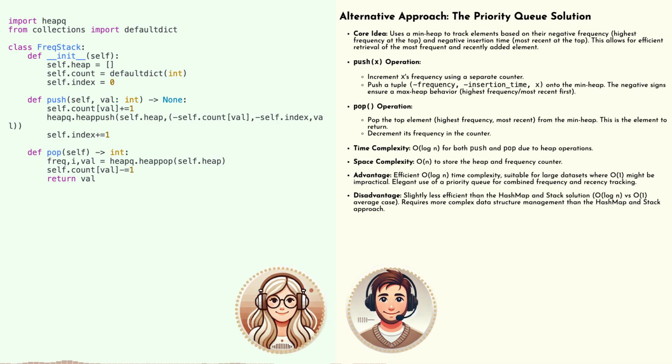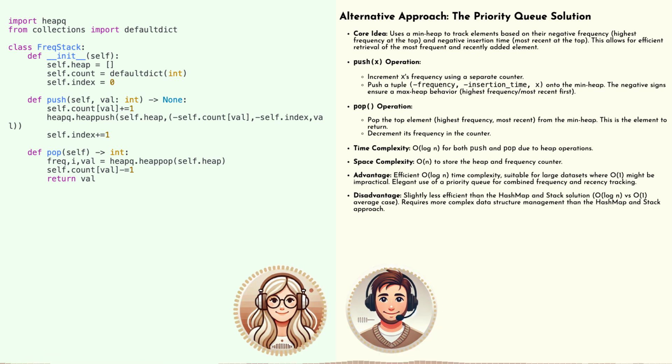Now for the popping part. What do you think happens when we need to remove an element? With a priority queue, popping is super easy, right? We just grab the top element, which, thanks to our clever tuple structure and negated values, will always be the element with the highest frequency and most recent timestamp. You've got it. We extract the value from this tuple, return it as the result of the pop operation, and then just like before, we decrement the frequency count of that element in our hash map. So we've popped the most frequent and recent element, all thanks to this ingenious priority queue setup. It sounds incredibly efficient, especially for popping.